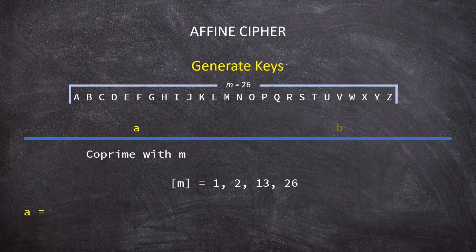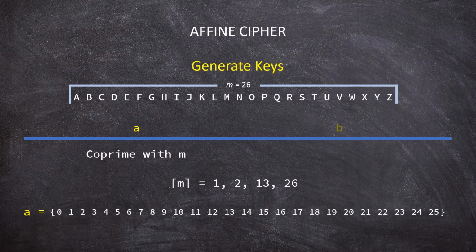Next, we create a list of numbers from 0 to 25 and start eliminating numbers that are not co-prime with the common factor list for m. We can start by skipping the number 1, since this number is co-prime with every number, and move on to the next number, the number 2.